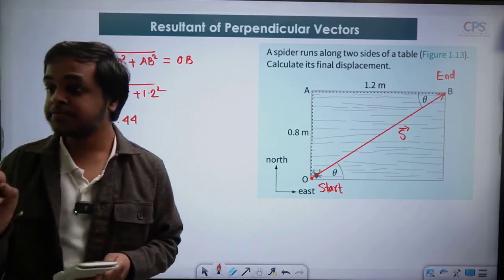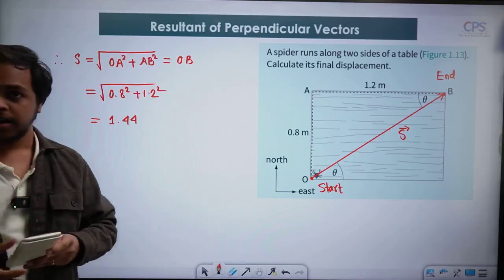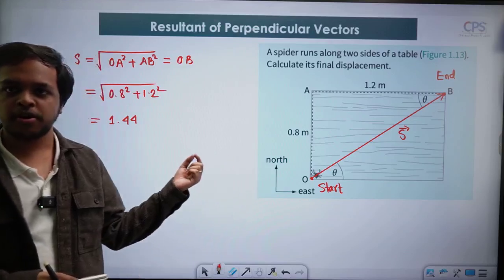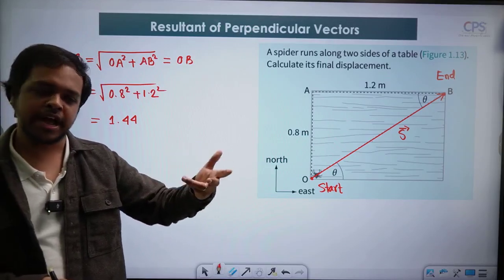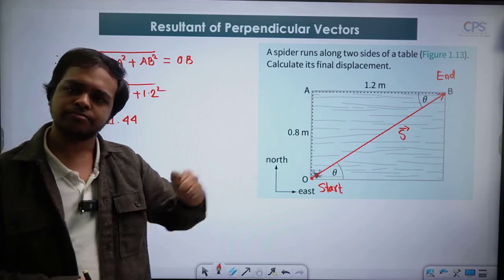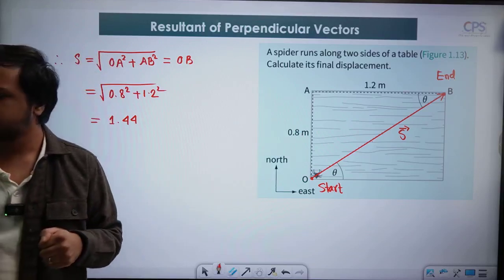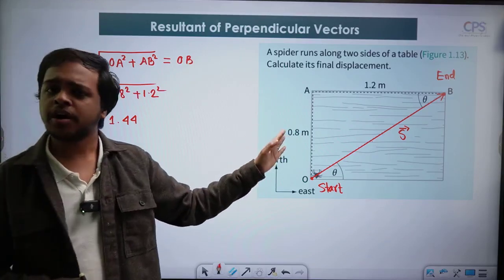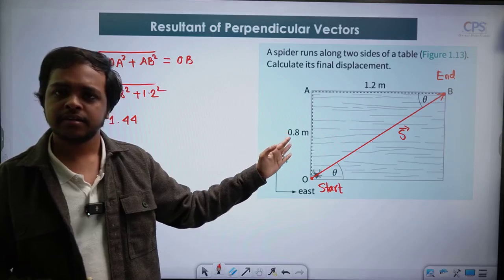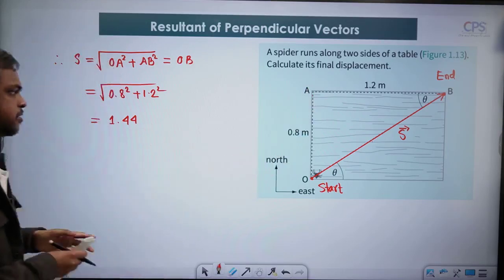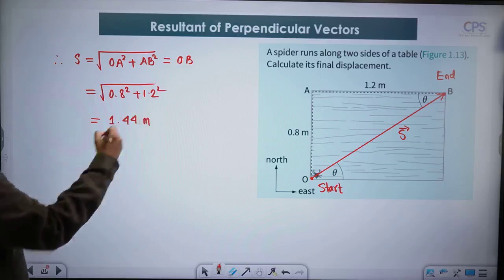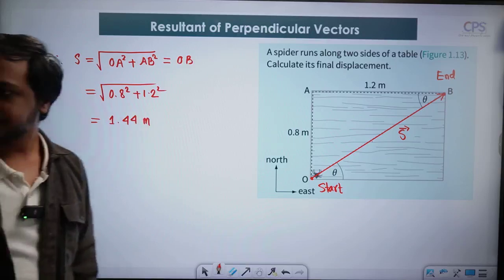What's the unit? Unit is most important. See, in the previous examples we have gotten unit Newton because we added. What did we add? We added forces. That's why we got Newton. Right now what we are adding? We are adding displacements. This is in meter, right? So you'll get meter. 1.44 meter is the value.